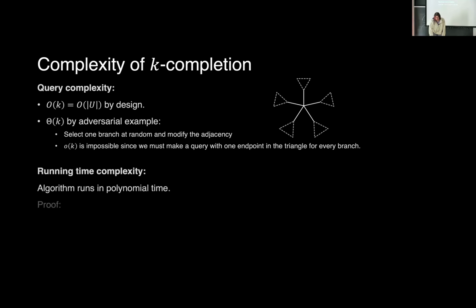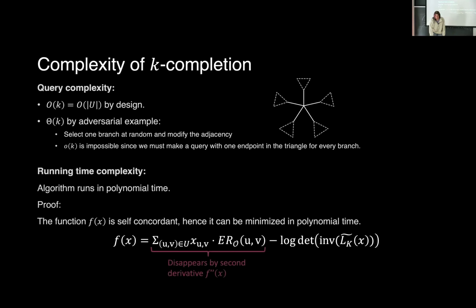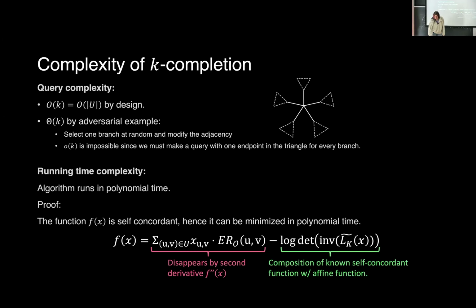So we also have the running time complexity. This runs in polynomial time, and that's because the function f of x is the self-concordant function. And to see this, you can just note that if we're differentiating with respect to one of these, this is going to disappear by the second derivative. And we have that this function right here is just a composition of a self-concordant function with an affine function. So we know that the function overall is also going to be self-concordant.